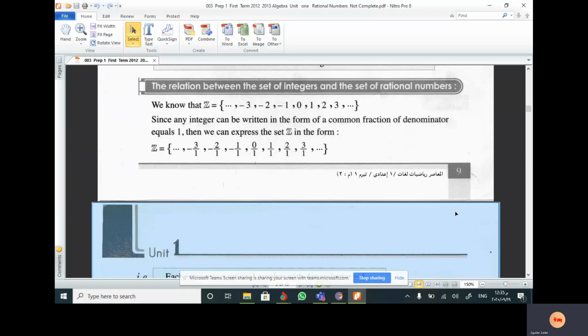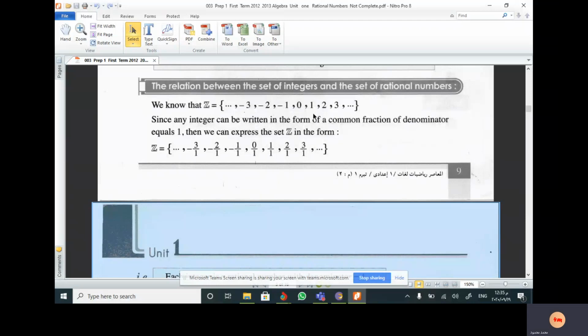The relation between the set of integers and the set of rational numbers. We know that Z equal 3 groups of numbers. The first group, negative numbers, -1, -2, and -3. Set of 0, the last set of positive numbers, 1, 2, 3, and so on.